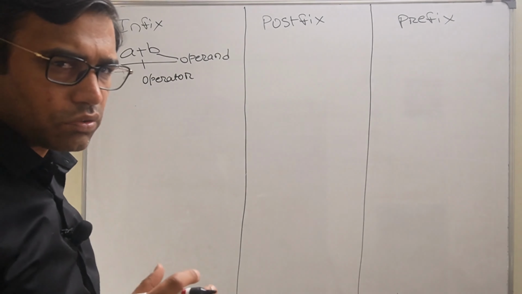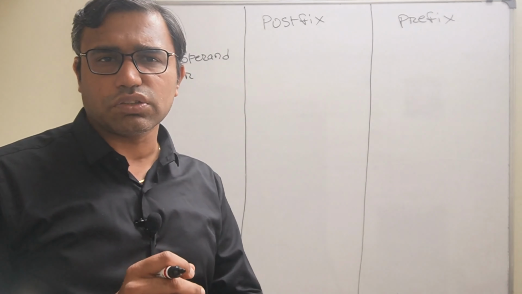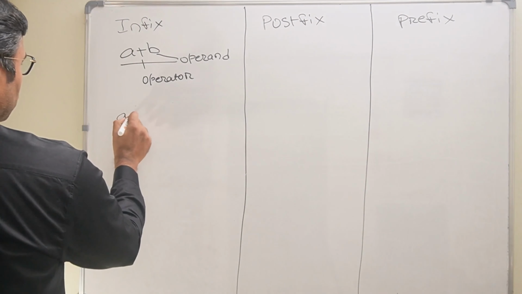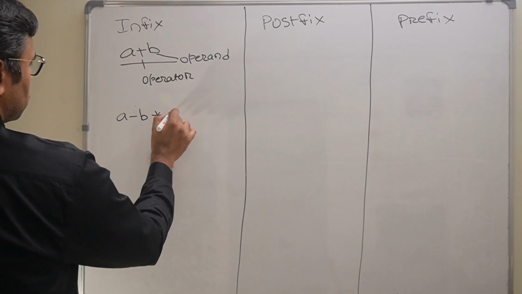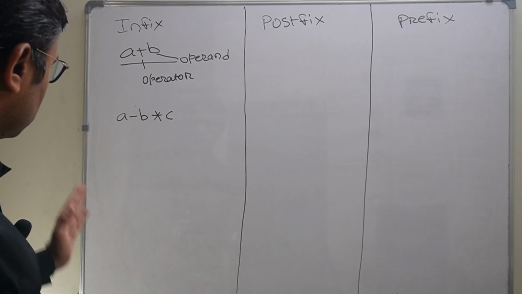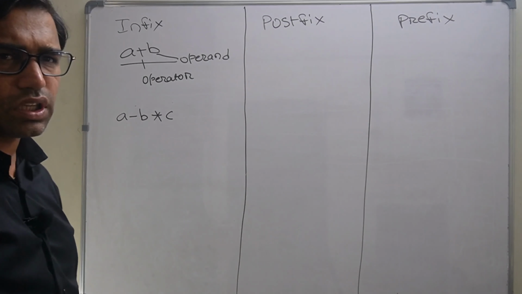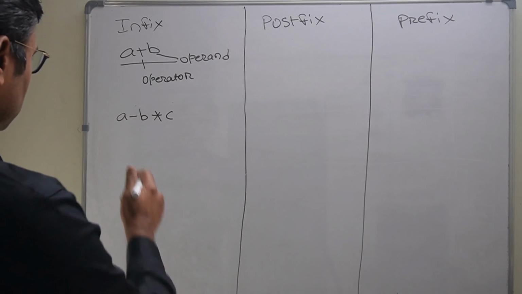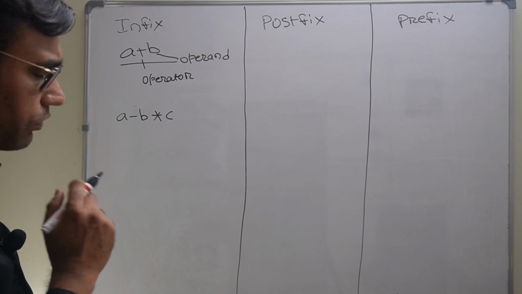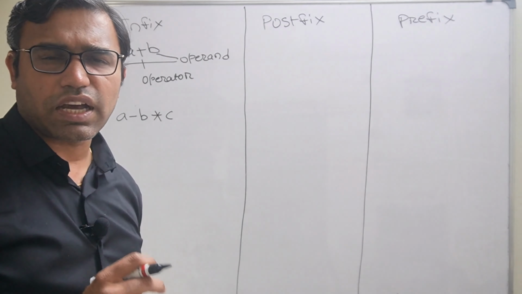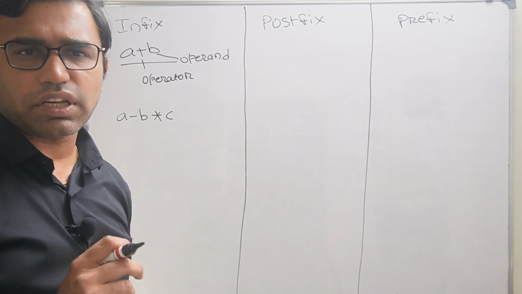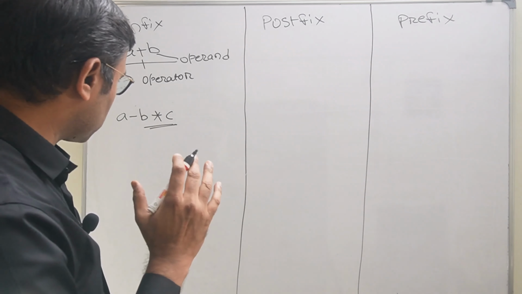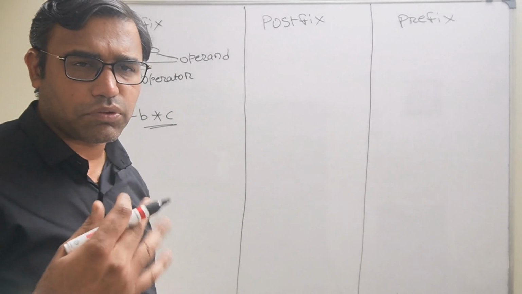In infix notation, we always have to consider the precedence and associativity of the operator. Let us see why. If you see here, a minus b star c. Here you have to find out the precedence of the operators. There are two operators, multiplication and subtraction. Multiplication has higher precedence as compared to subtraction. That's why b star c will be calculated first. Now again you have to find out the precedence and associativity. So every time you have to find out.